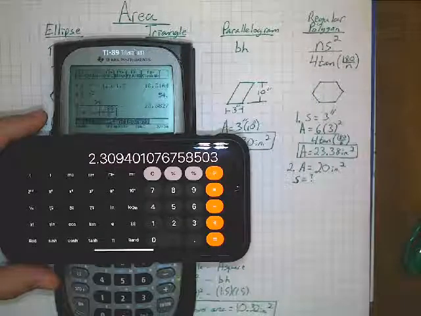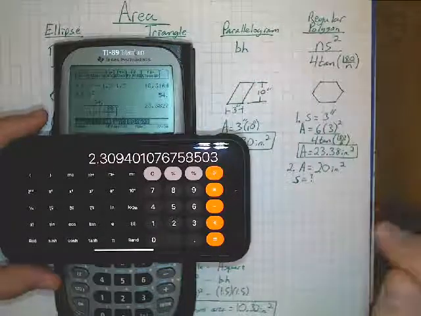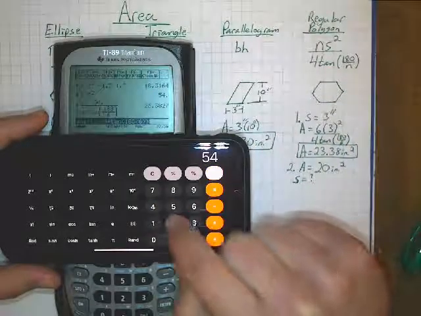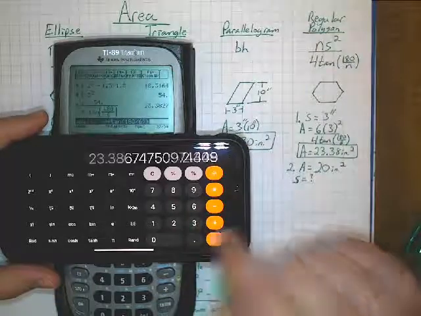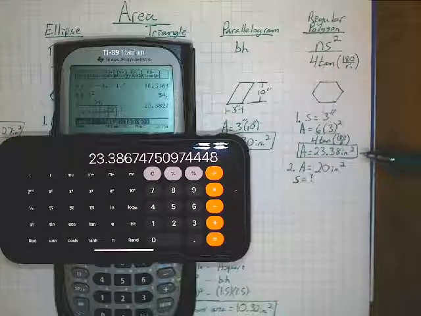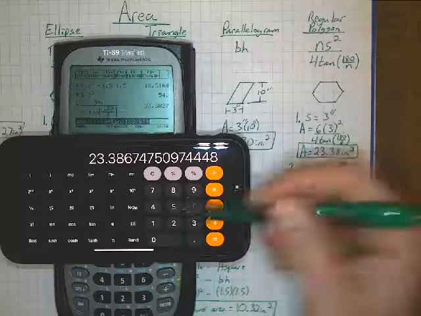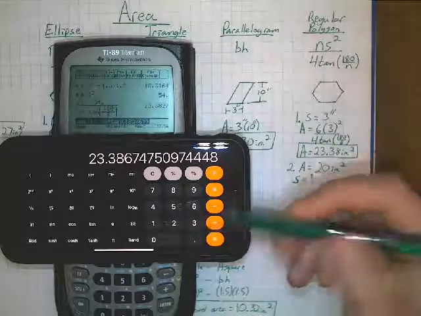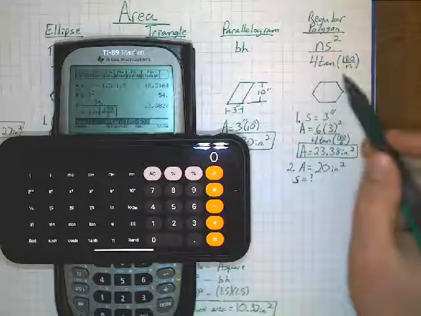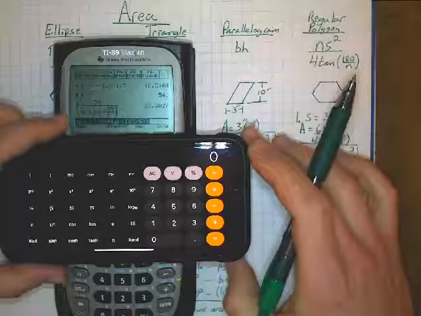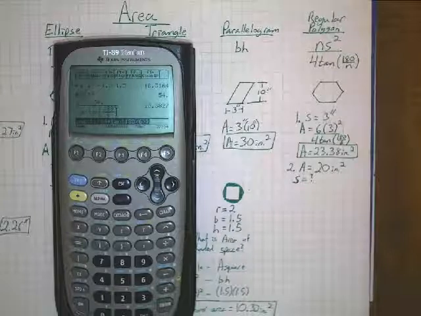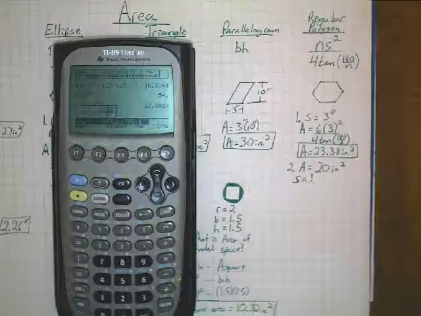So if I remember 2.309, then I can take 54 divided by 2.309, and then I get my same 23.38. So just remember that if you're using your phone, if you hit 4 tan, that's like saying you're taking the tangent of 4, which is not the same thing as what we're doing here. So just be careful if you're using your phone as a calculator that you are doing things in the proper order.